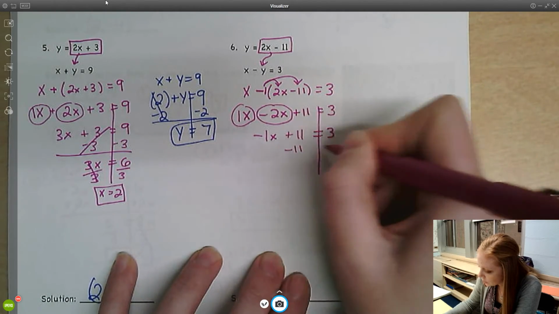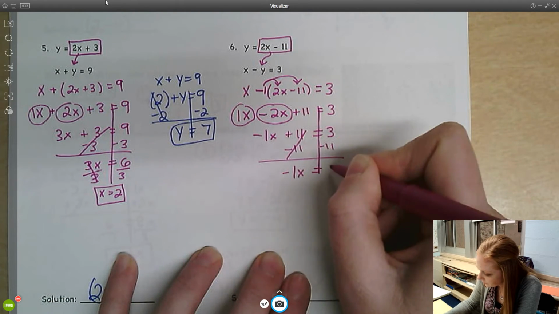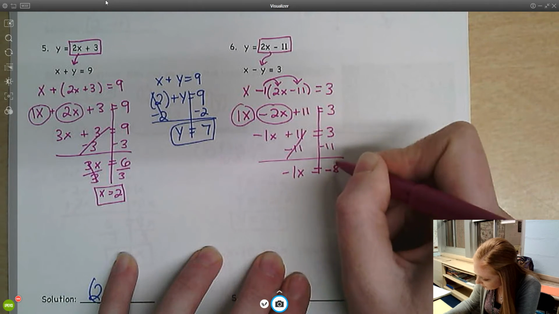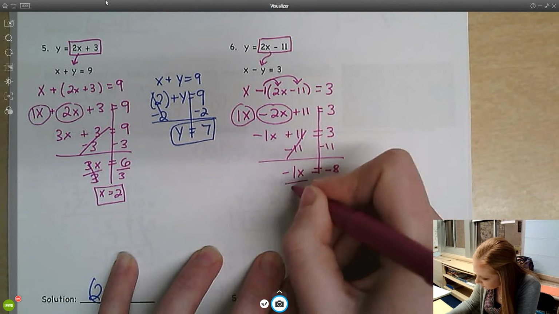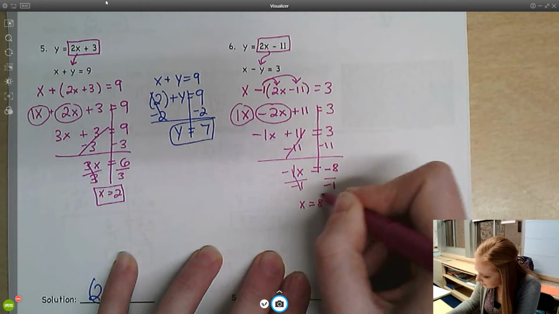And then we just solve our two-step equation. Subtract 11 on both sides. That'd be, what, -8. Divide by -1. x is 8.